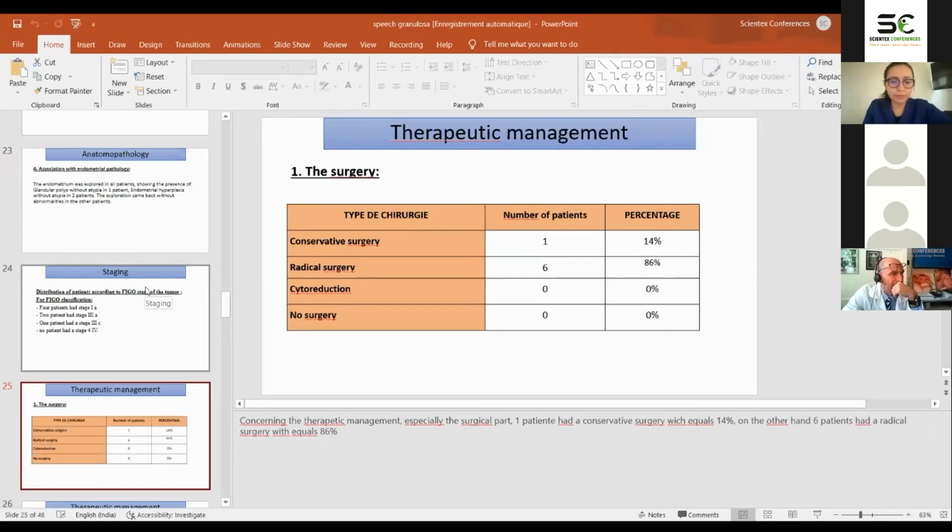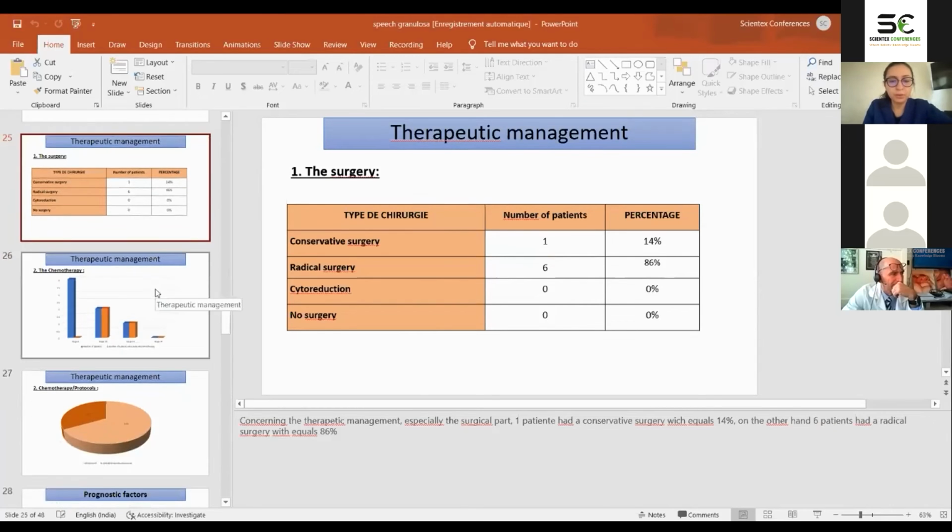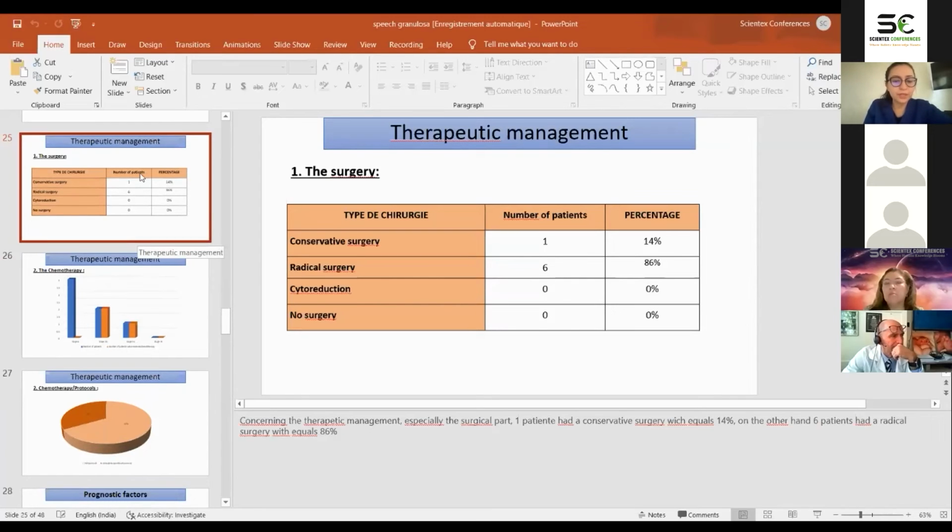Concerning the therapeutic management, especially the surgical part, 1 patient had a conservative surgery which equals 14%, and on the other hand, 6 patients had a radical surgery which equals 86%. For chemotherapy, 3 patients received chemotherapy. For stage 1A, no patient received chemotherapy. Concerning the protocol used, 2 patients received a BEP protocol, which is equal to 67%, and 1 patient received a carboplatin protocol.